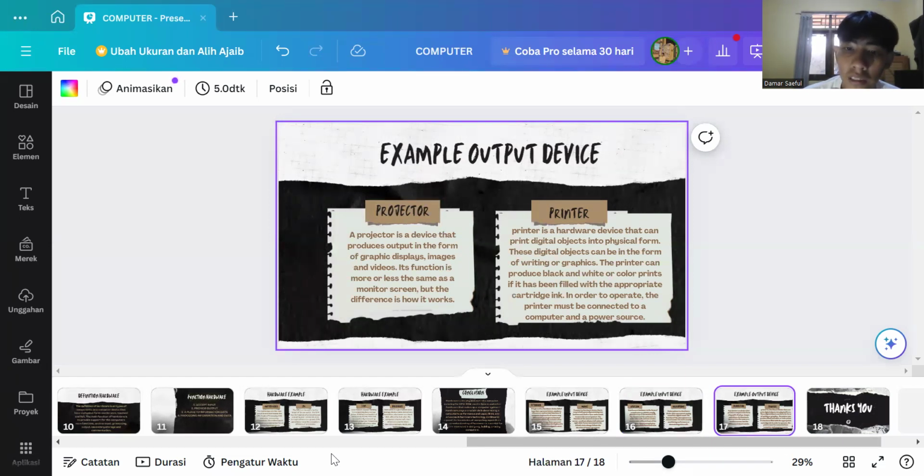Printer. A printer is a hardware device that can print digital objects into physical form. This digital object can be in the form of writing or graphics. The printer can produce black and white or color print if it has been filled with the appropriate cartridge. In order to operate, the printer must be connected to a computer and a power source.